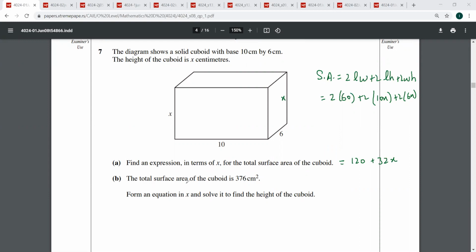And now it says the total surface area of the cuboid is 376. So you will keep the surface area equal to 376. This is 120 plus 32x, that is going to be 376. So you solve this. It's a paper one question. This is going to be 256. Yes. And this will give you x equal to 8. So the value of x is going to be 8. So it was a simple question on the surface area of a cuboid.